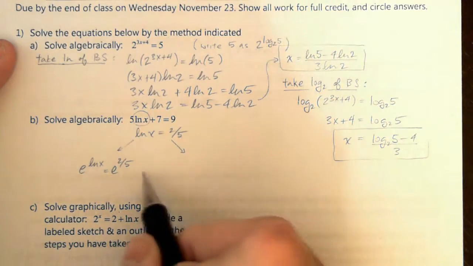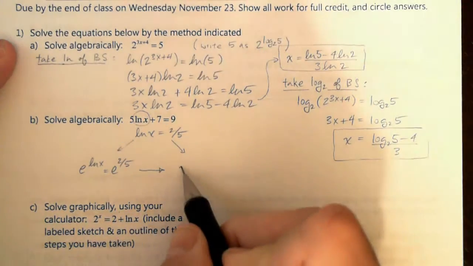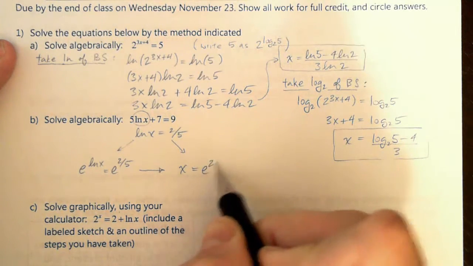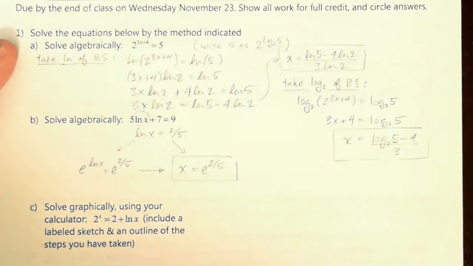Alternatively, we could rewrite this exponentially, and we get that x equals e to the 2/5, the fifth root of e squared. Doesn't matter how you do it.